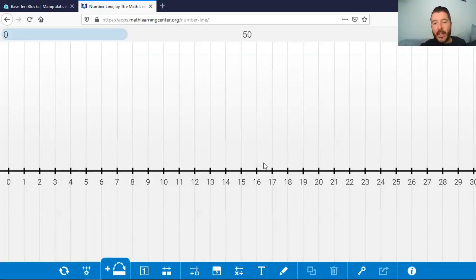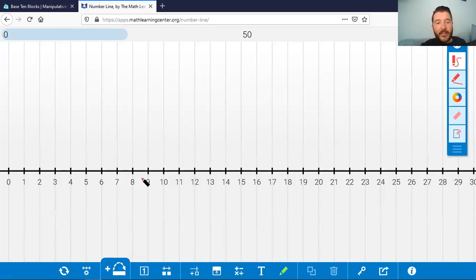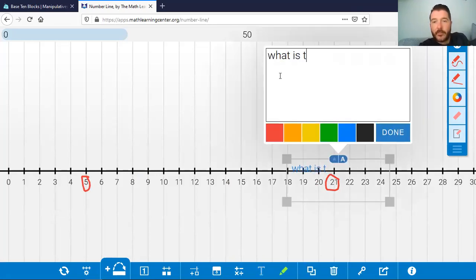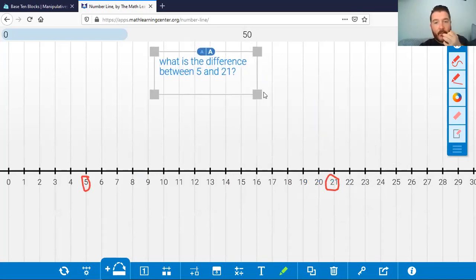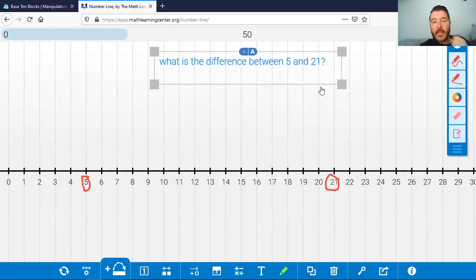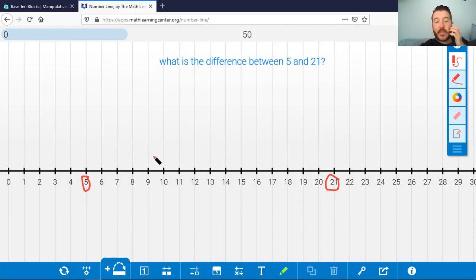So say I had one like this, and I had to find out the difference between 5 and 21. Okay, let me just type that up. So what is the difference between 5 and 21? So I'm going to start at 5 and count on to 21, or I'm going to start at 21 and count back to 5. But I'm not going to do it all in little goes.